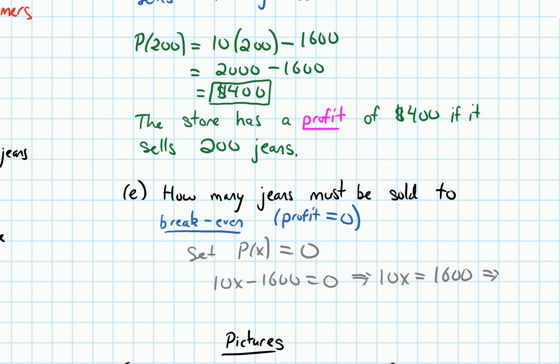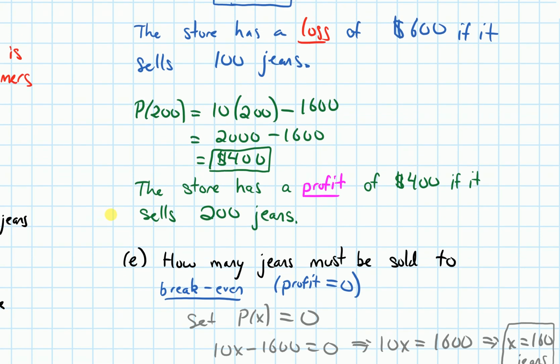And then if I divide by 10, we get x equals 160. But there are units. X was how many jeans? How many jeans the store sold? So it would have to sell 160 jeans to break even.